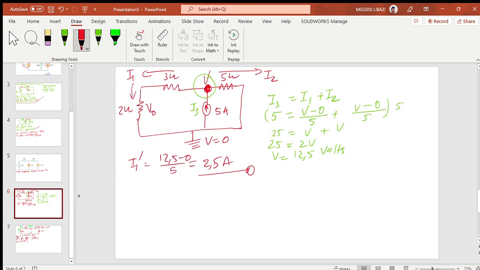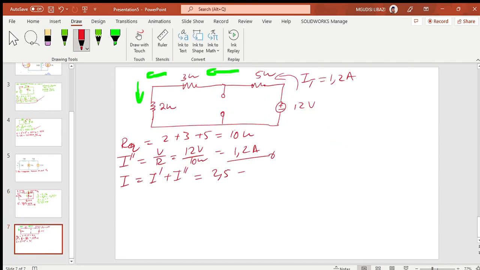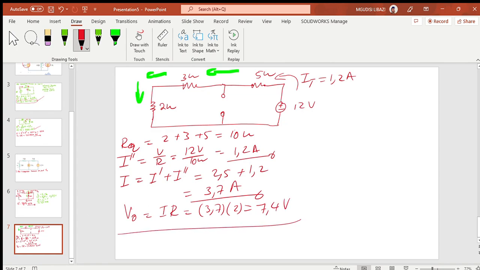And then I prime, I got here 2.5, plus I prime prime, which is 1.2, and that should be 3.7 amps. Remember, we wanted the voltage, that means VO will be equal to I multiplied by R, according to Ohm's law. That's 3.7 multiplied by 2, and I get 7.4 volts. So that's it. That's the answer for that question.